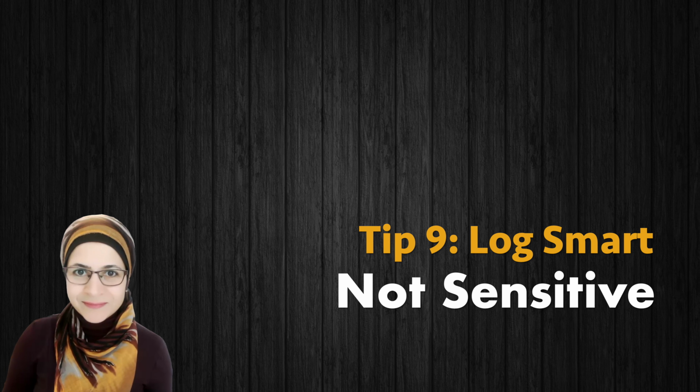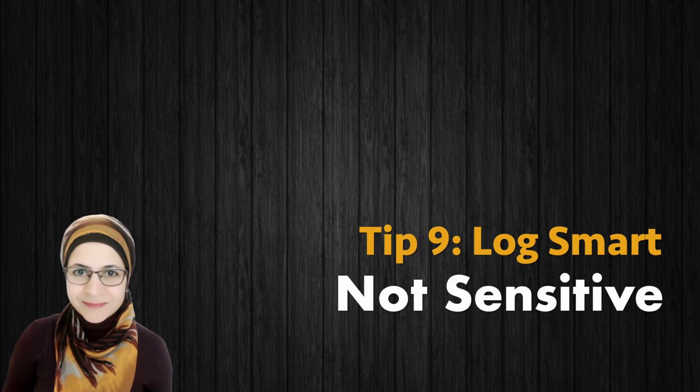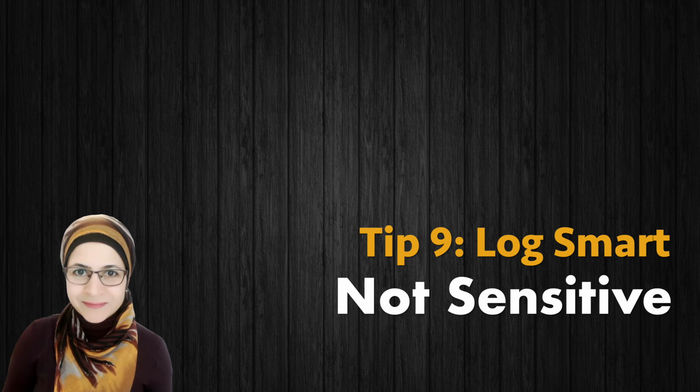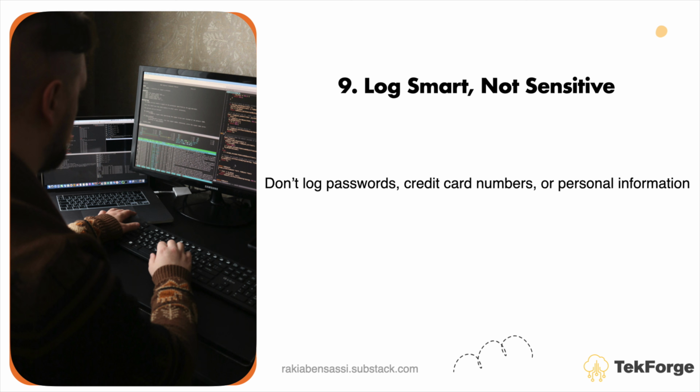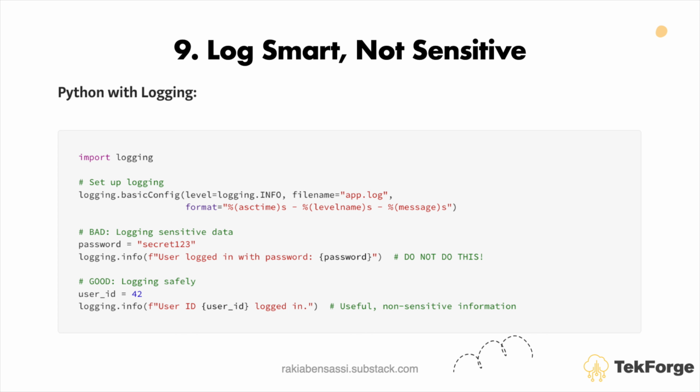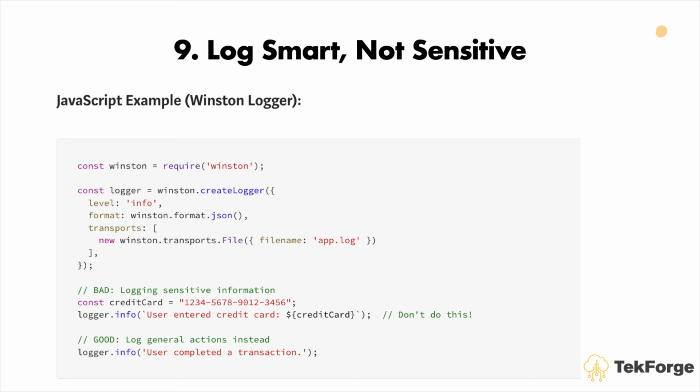Tip number 9. Log smart, not sensitive. Logging is great for debugging, but don't log passwords, credit card numbers, or personal information. Keep your logs clean and helpful, and secure them so only the right people can see them. Here is a logging example with Python. And this one is with JavaScript.